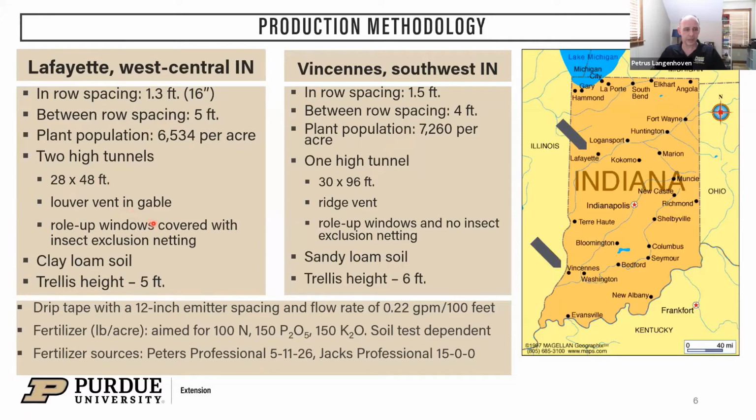Conditions were also a little bit different. We had louver vents in Lafayette. We had roll-up windows, but we had insect exclusion netting on. As you probably know, one of the bigger pests, and Laura has spoken about this in the previous webinar, is the cucumber beetles, and the exclusion netting really helped to keep them out and keep the crop healthy. We had roll-up windows and a ridge vent in the southwestern part of the state. No insect exclusion netting. The pressure of the beetles was just not that high there, and we could get away with that and still maintain good yields. Soils differed a little bit, but we tried to amend our fertility program according to the Midwest Vegetable Production Guide.